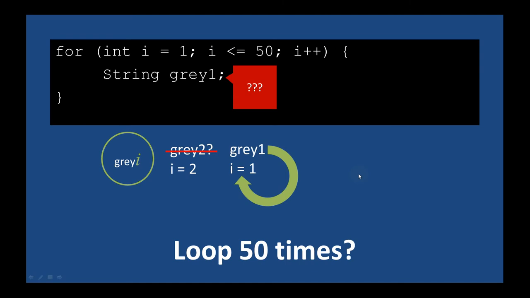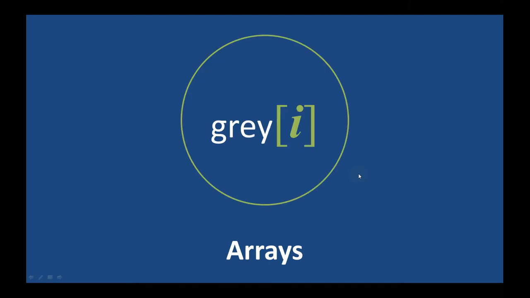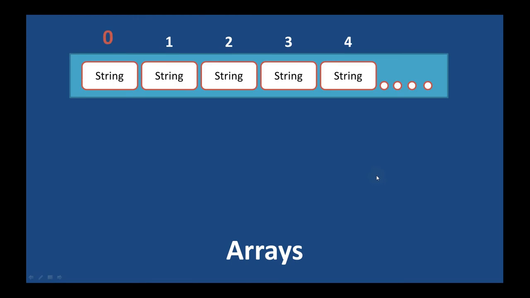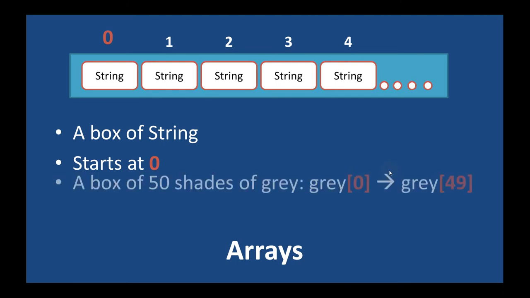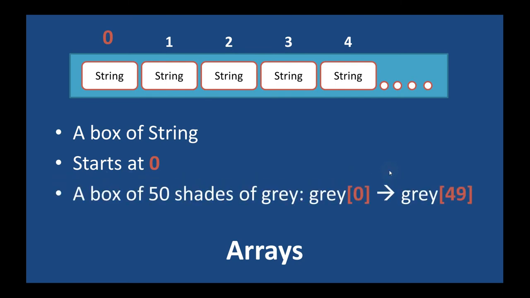So this is where array comes into play, because with arrays you can do that. This is the syntax, but I'll go deeper into it. So what is an array? An array is a box of strings that starts at element 0, not number 0. So for example, a box of 50 shades of gray starts at gray 0 and ends at gray 49.